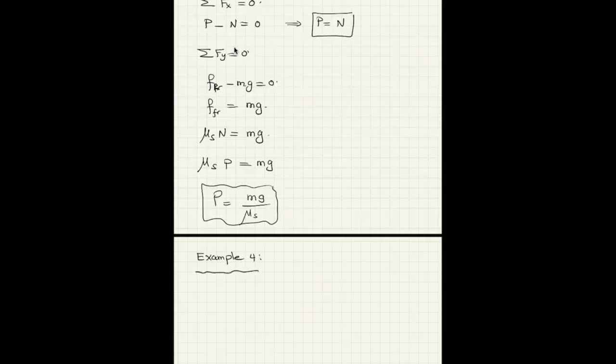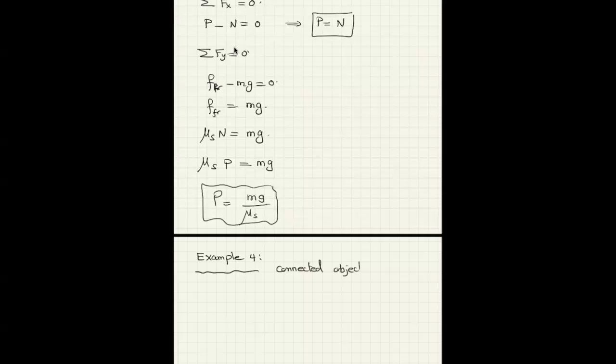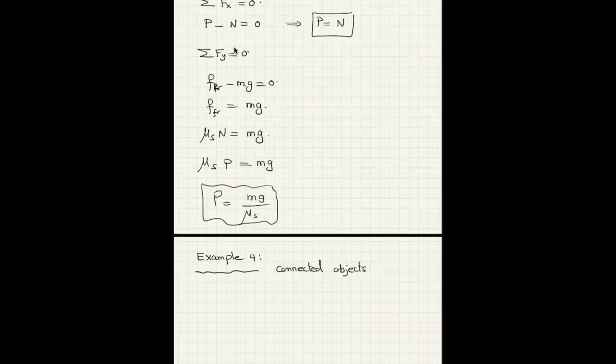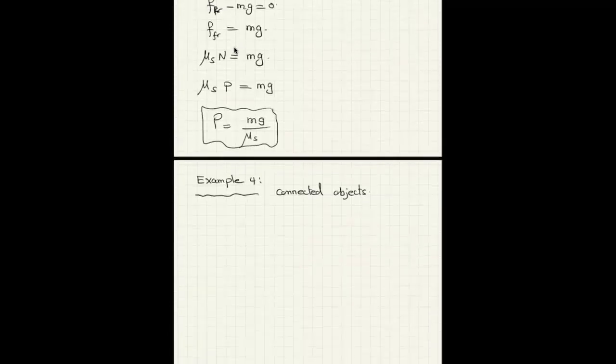Example 4, I'm going to work with connected objects. I'm going to solve for you 2 problems here. One with friction, one without friction. Okay, and we're going to see how we are going to deal with a situation where I have 2 objects and they are connected by a string. And maybe I will calculate the tension.